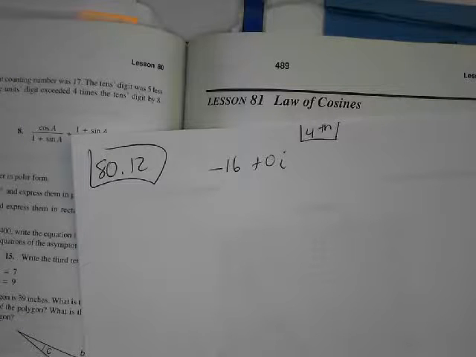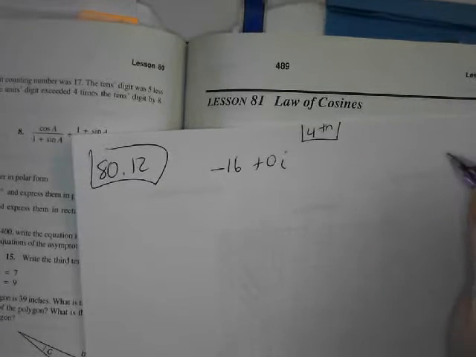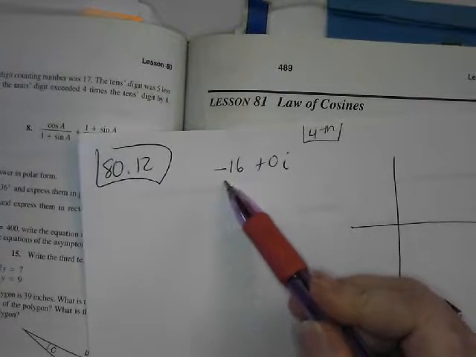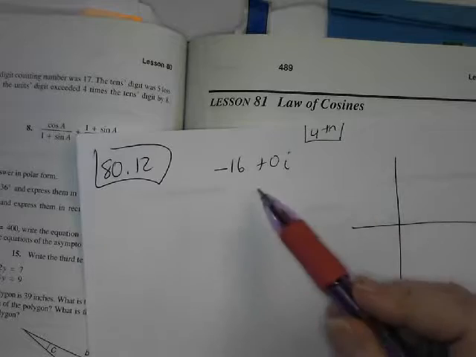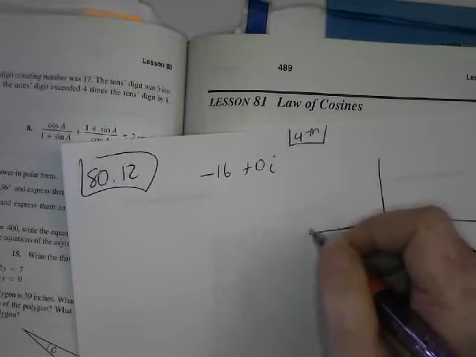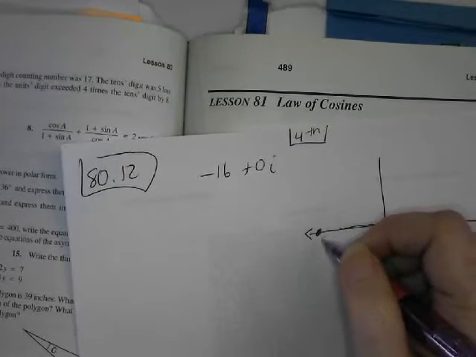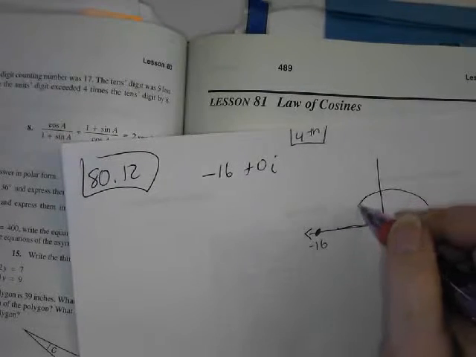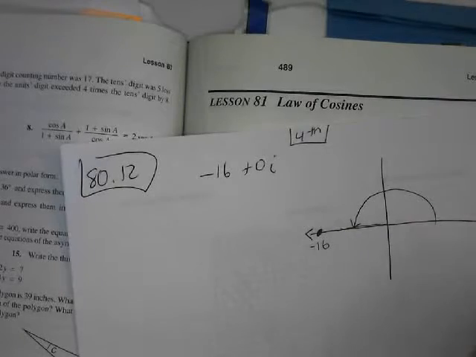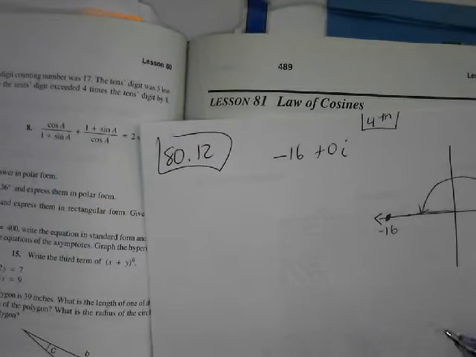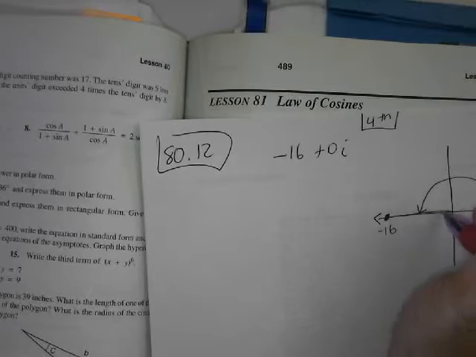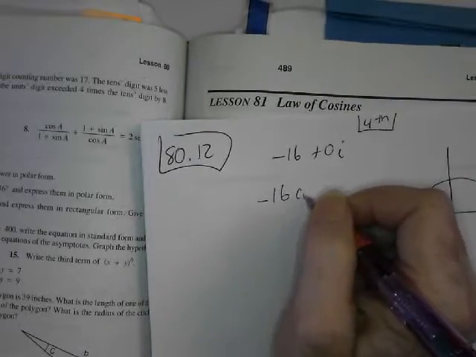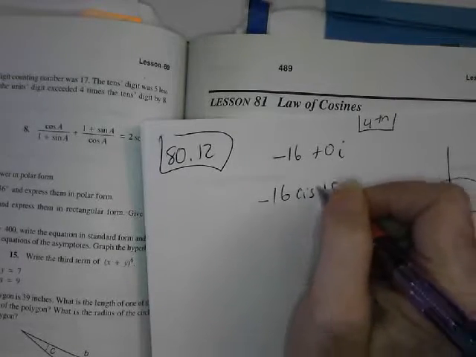Okay, so what would this look like in polar? Well, it would be left 16 and up none. So it's going to be right here, and that's 16. So what's the angle? 180. So we can call this, and the little hypotenuse thing is 16, so I think we're going to call it negative 16 cis 180.